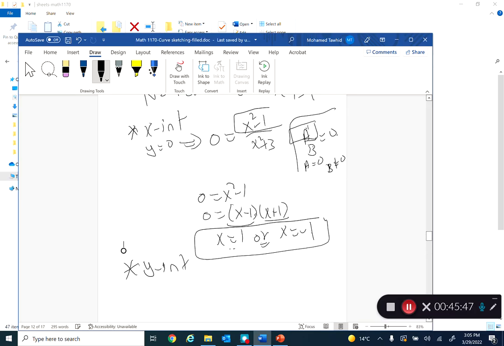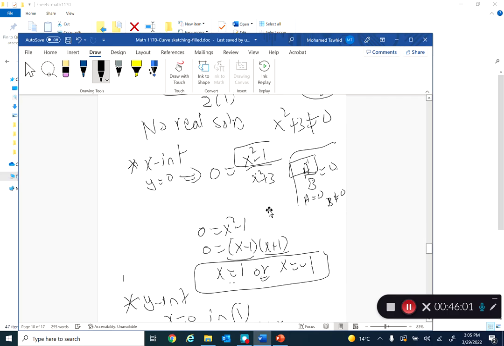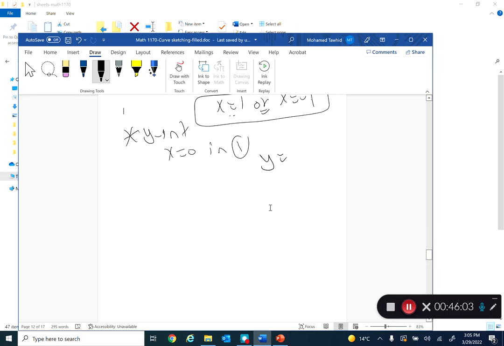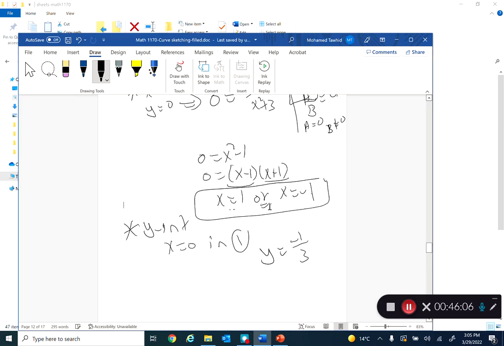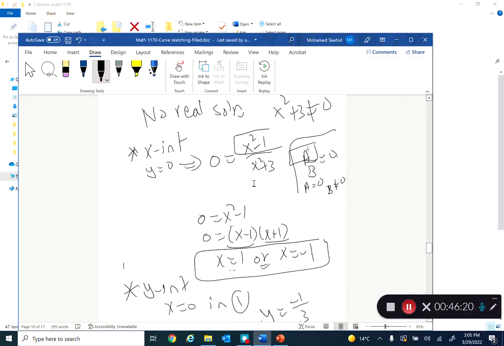For the y-intercept, I have to put x equals 0 in equation 1. Just replace x by 0 here. So what did you get up? Negative 1. What do you have down? 3. So I get negative 1 over 3. Right? So that is our y-intercept. The graph crosses the y-axis at negative 1/3. If I replace x by 0, up you have negative 1, and down you get 3. So negative 1 over 3. That is the y-intercept.